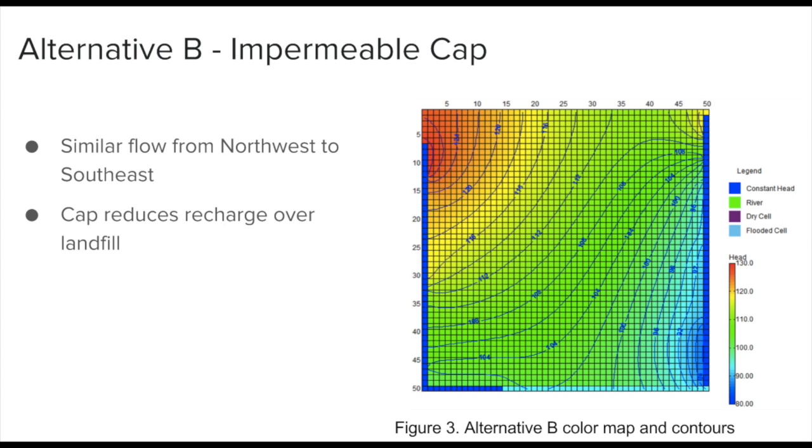Moving on to alternative B. This includes a placement of an impermeable cap. The flow in this alternative is exactly that of alternative A, flowing from northwest to southeast. However, the cap does reduce the recharge of the river over the landfill.